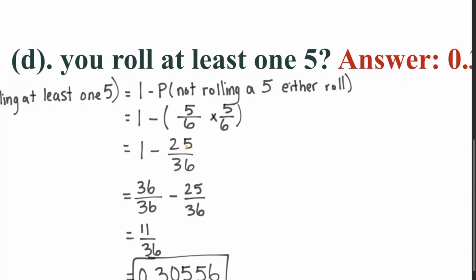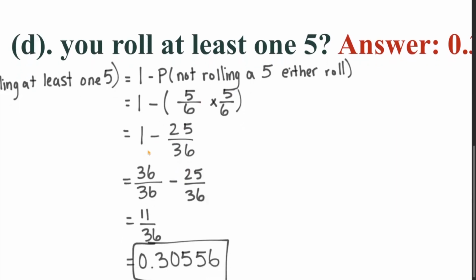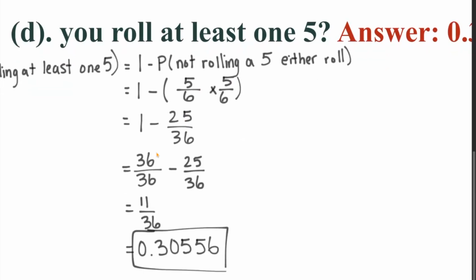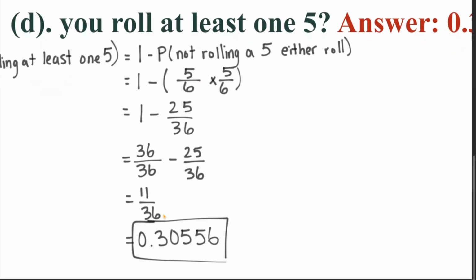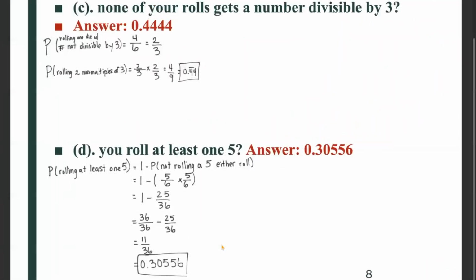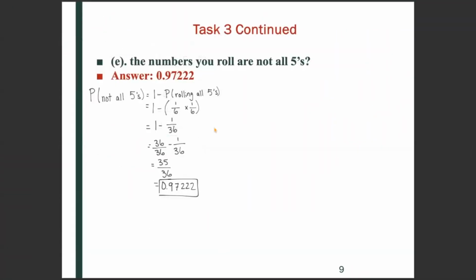So 1 minus 25/36, well, if I'm doing this by hand, you want this common denominator of 36, so 1 is equivalent to 36/36, and then minus 25/36, you get 11/36, which is equivalent to 0.30556, which matches our answer.